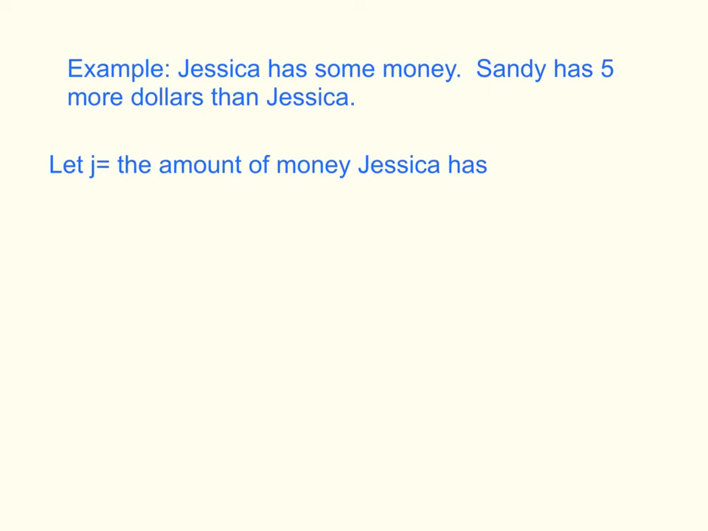Otherwise we have no idea. Then since we know that J is going to represent Jessica, we can write an expression for Sandy. So we can say let J plus 5 equal the amount of money Sandy has, because she has $5 more than Jessica, and Jessica has J. So 5 more would be plus 5.